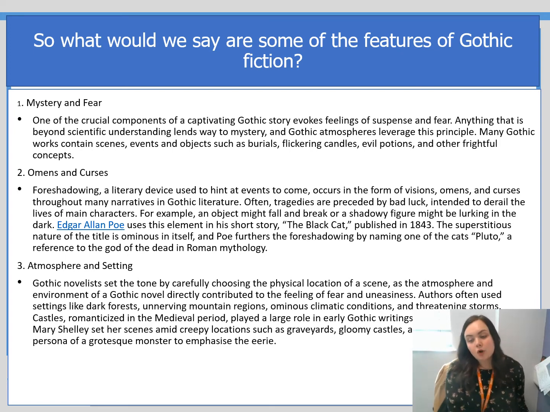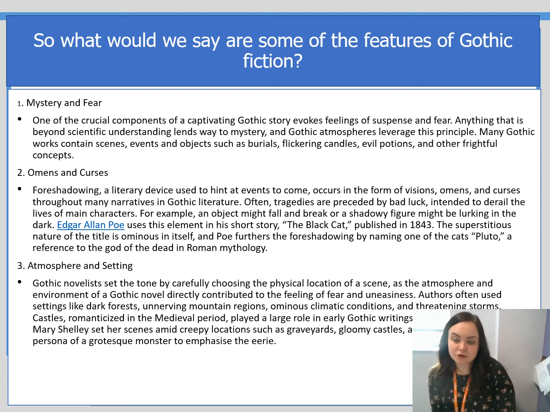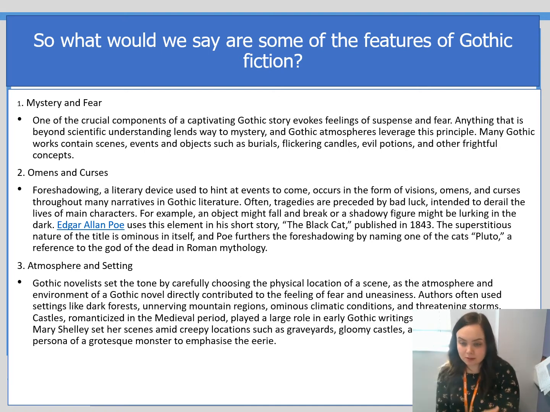So the idea of omens and curses is that there's always some sort of dark history behind it that's going to link onto something that's going to happen later on in the novel or in the text or in the film.